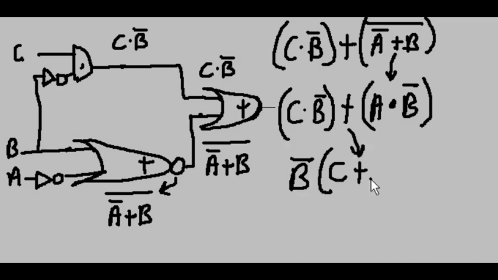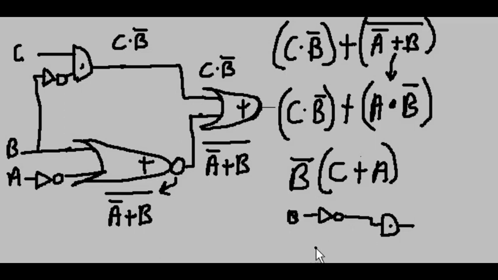Next question, B not times what gives me A and B not? And the answer is A. This entire expression has been reduced to B not and C or A. What does that look like? B would be knotted, so you'd need an inverter, and that would be ANDed together with C or A. And that is a simplification of the previous circuit.